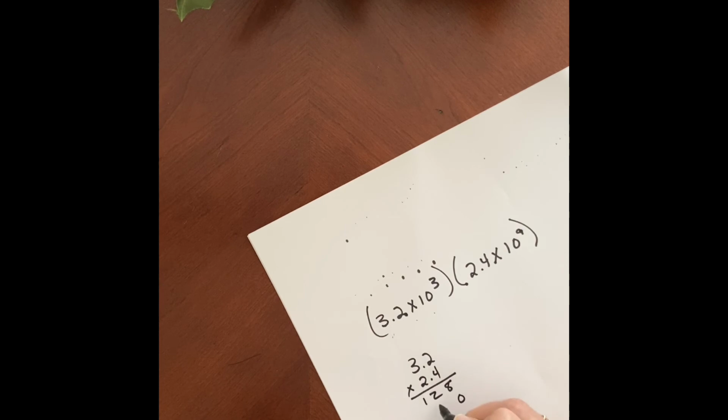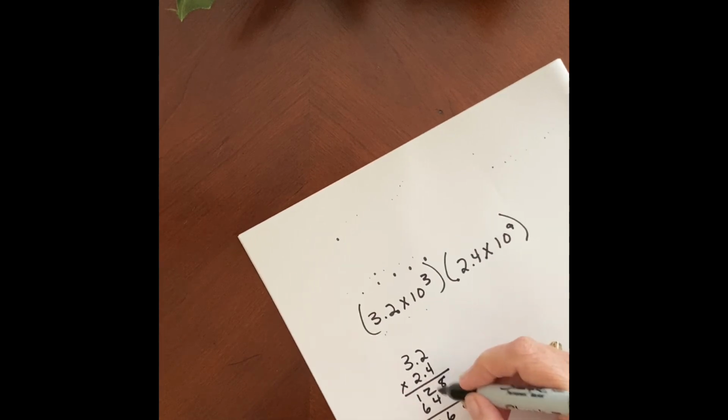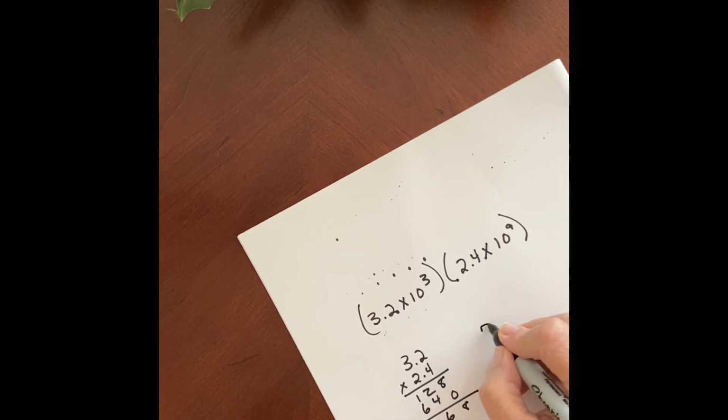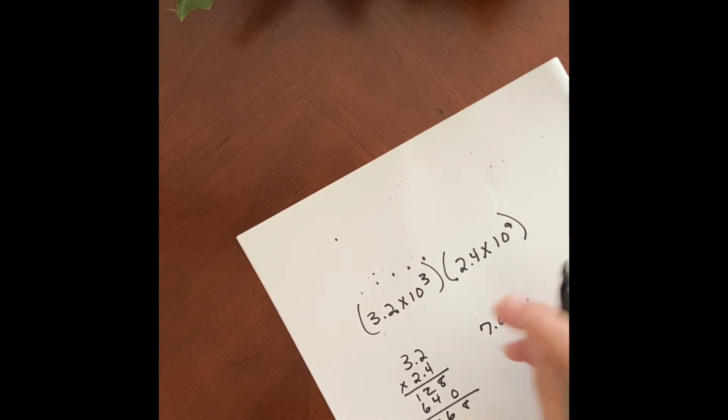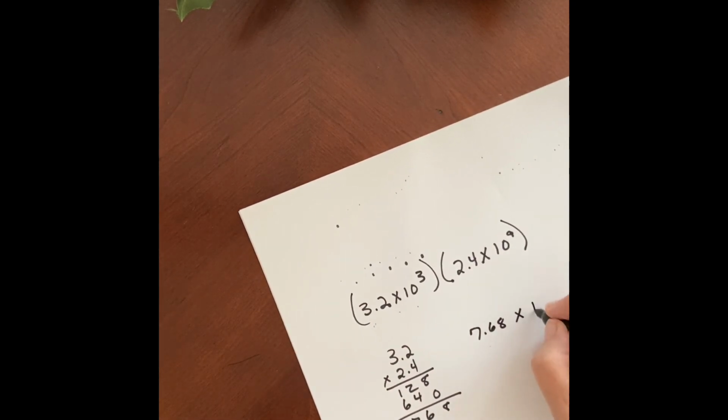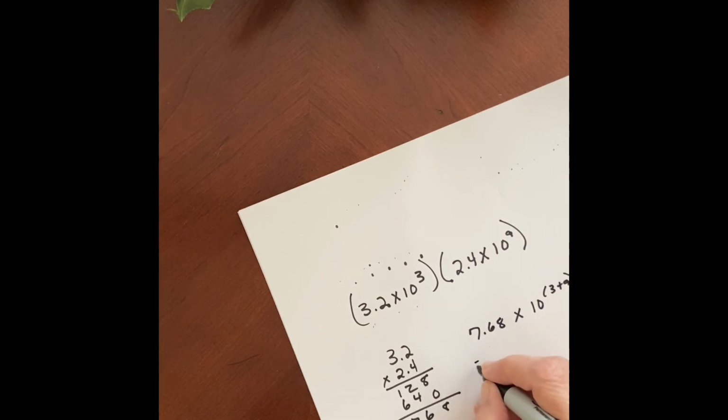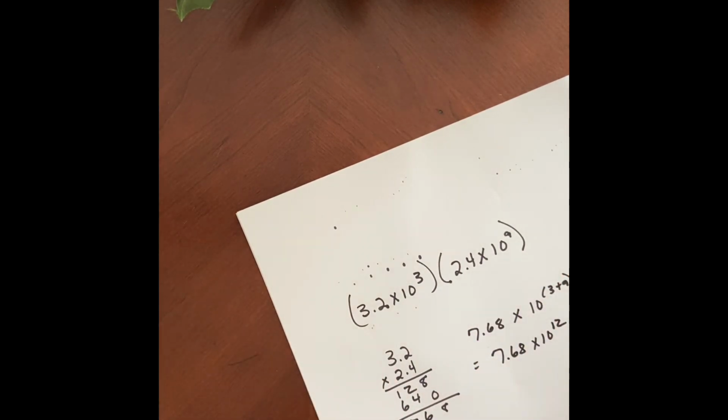8, 12. I have 2 decimal places, so I'm going to make it 7.68. And over here, because my base is the same, I can say times 10, but times 10 what? I'm just going to add my exponents. So that equals 7.68 times 10 to the 12th power, right? So that's pretty easy. I think the trick of this is remembering what has to be the same when you can use these rules of exponents, so you'll have to practice with that a little bit.